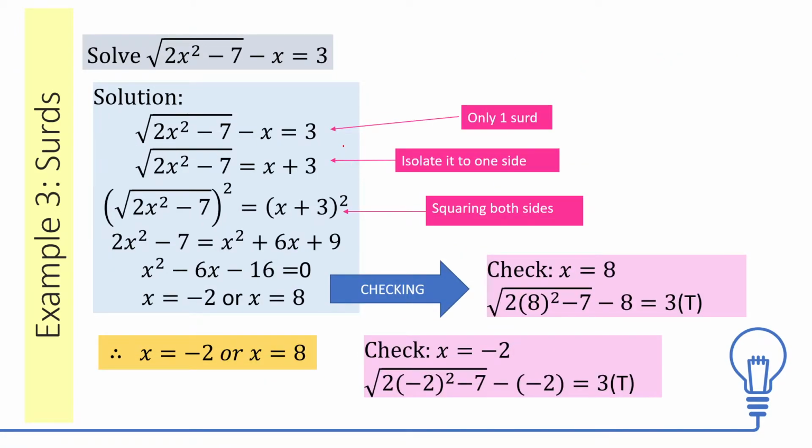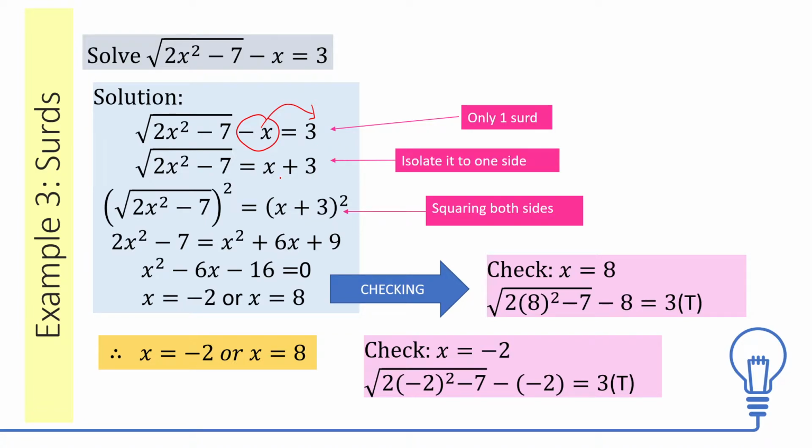Then how about number 3? Example number 3. Okay, although it only has one surd, this one surd comes with one friend, that is minus x. So this is against our strategy, which is that we need to isolate our surd on the left hand side, or one side. So I shifted my minus x into the right hand side.